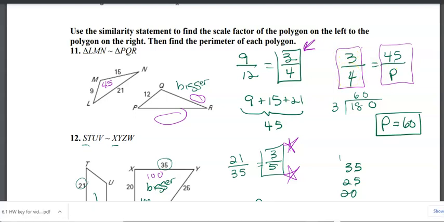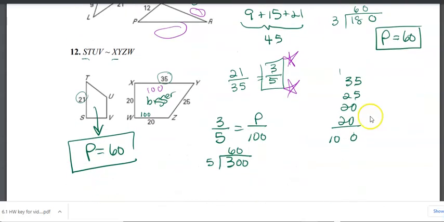Okay, one last one. Okay, so here we have these two shapes. Again, we're going to read from left to right. They are telling you that they're similar. I see only one number here. It's ST. So ST has to match with XY in terms of proportionality. So ST was 21, XY is 35.